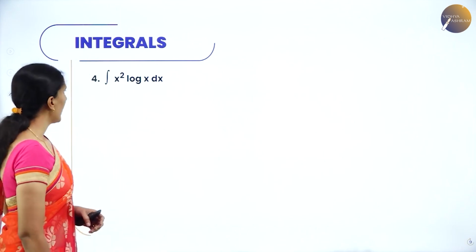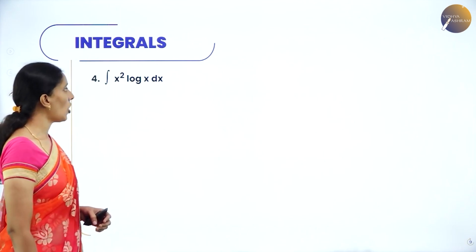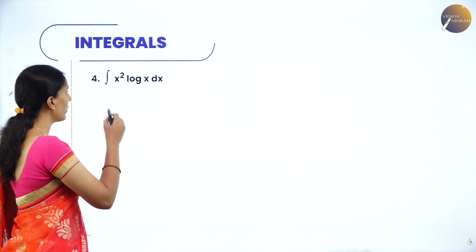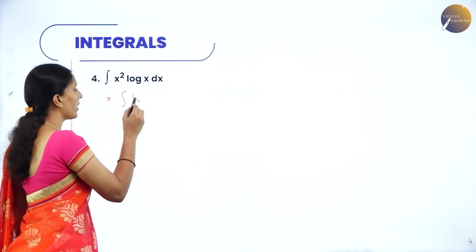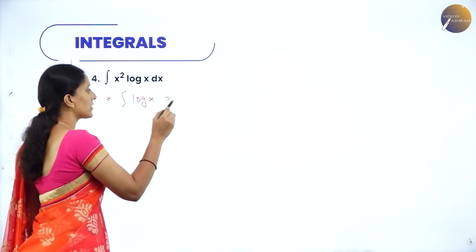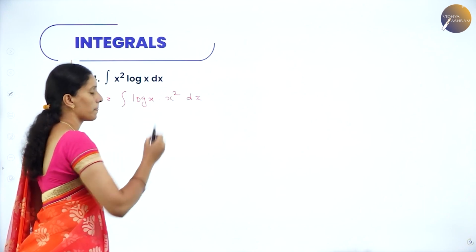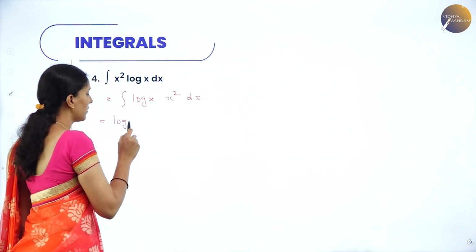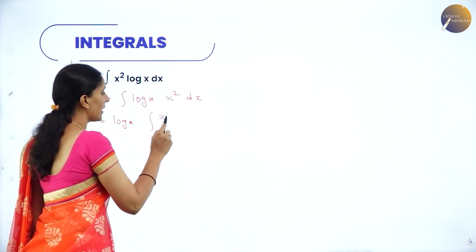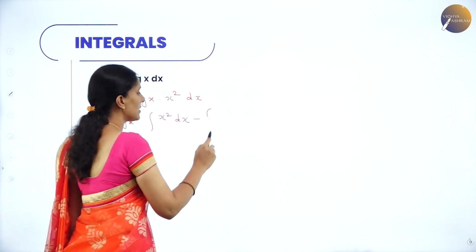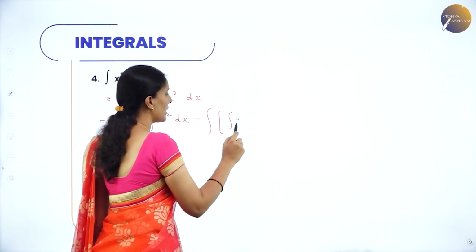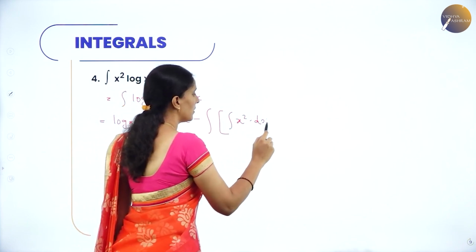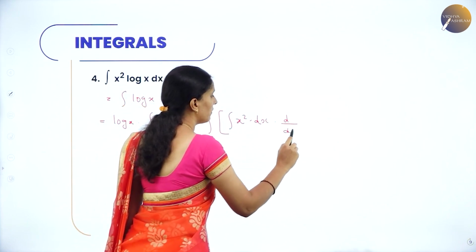Next we have x square into log x dx. Again we are going to choose it in the form of log x into x square dx. So let us apply the rule. First function, integral of second minus integral of second, derivative of first function.